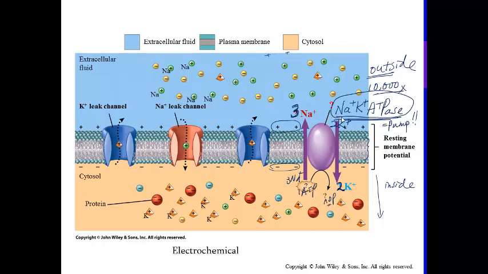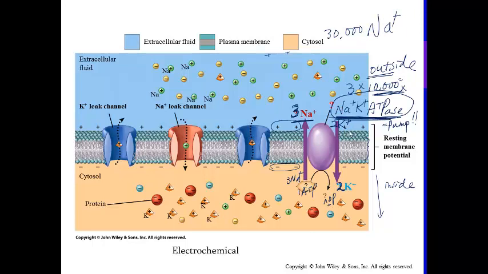So how many sodiums will you pump out? Right, you have to do a little bit of calculation. For one sodium potassium ATPase, you'll pump 3 sodium out. So if you have 10,000 of them, times 3, you'll pump out 30,000 sodium ions outside.